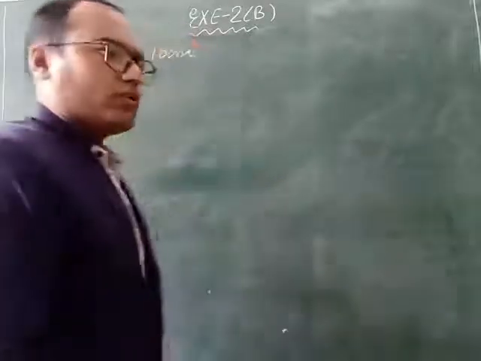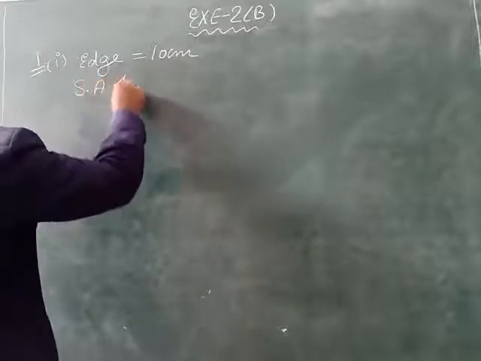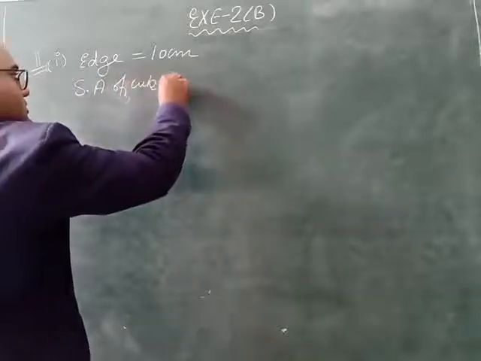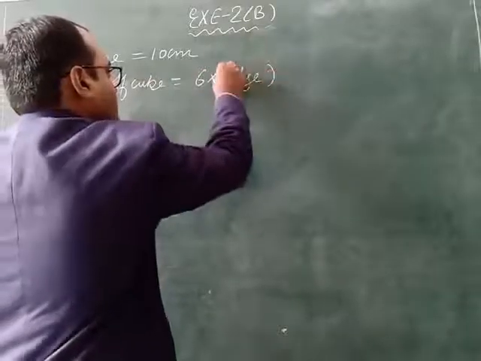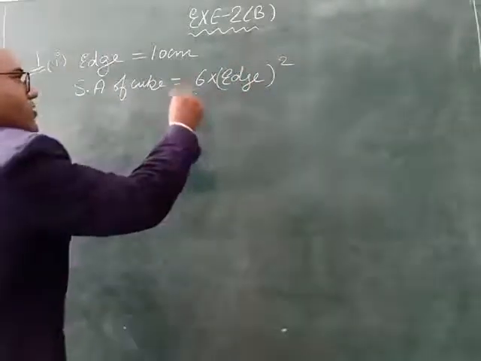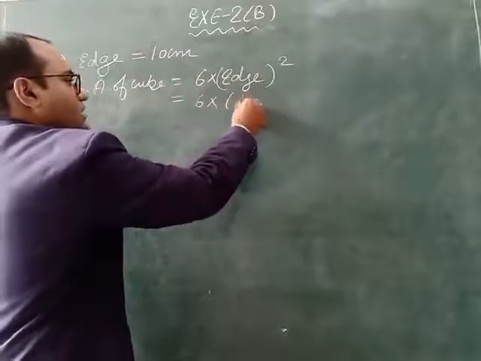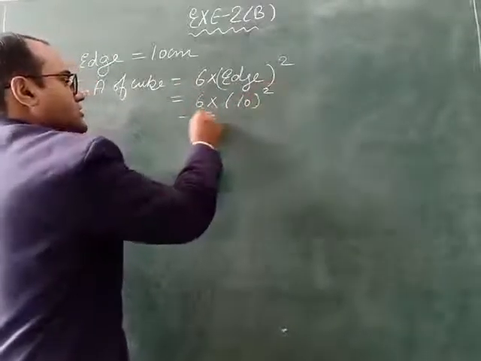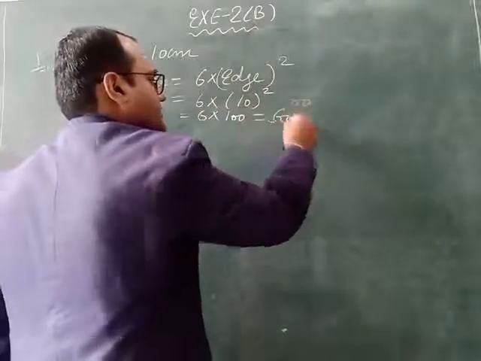We have to find the surface area of a cube. So the formula for surface area of a cube is 6 multiply h square. This is the formula to calculate the surface area of a cube. So 6 into h square means 10 square. So 6 into 10 square, which is 100. On multiplying it we will get 600.